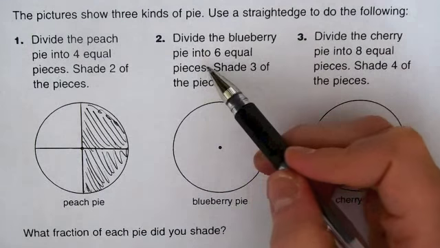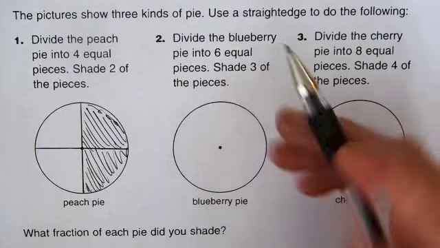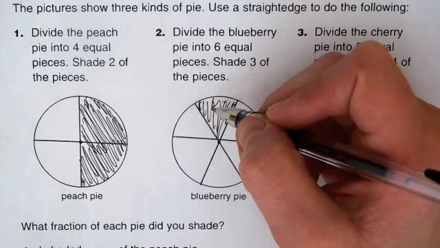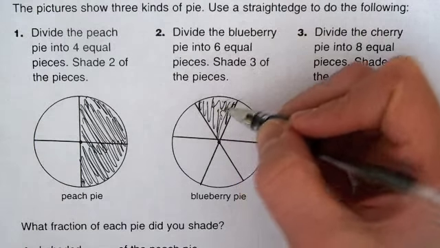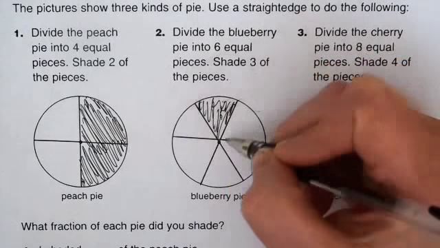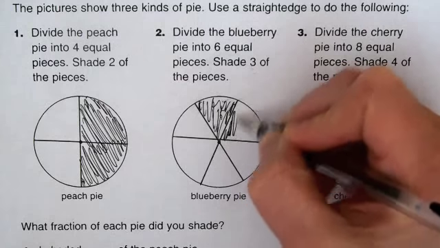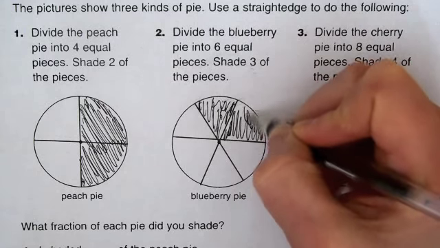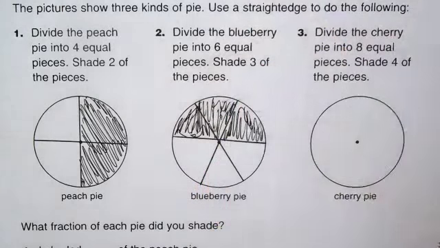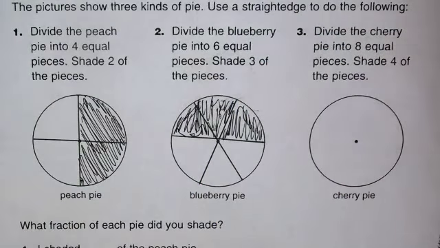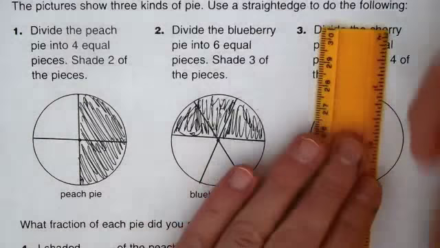Divide the blueberry pie into 6 equal pieces. Shade 3 of the pieces. So we divided up the blueberry pie into 6 equal pieces, and we're going to shade 3 of the pieces. Here's 1, and here's 2, and here's 3. Then we need to divide the cherry pie into 8 equal pieces.